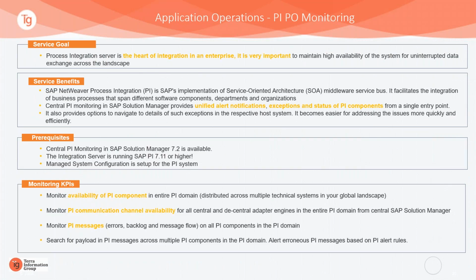Similar to Fiori, we have other specific monitoring like PI monitoring, where we can monitor PI message channels. We can monitor how the channel availability has been, what kind of errors are impacting, what the message flow is, and what the overall PI components availability is. So different KPIs with respect to PI can also be monitored. PI channel interface monitoring can also be executed.